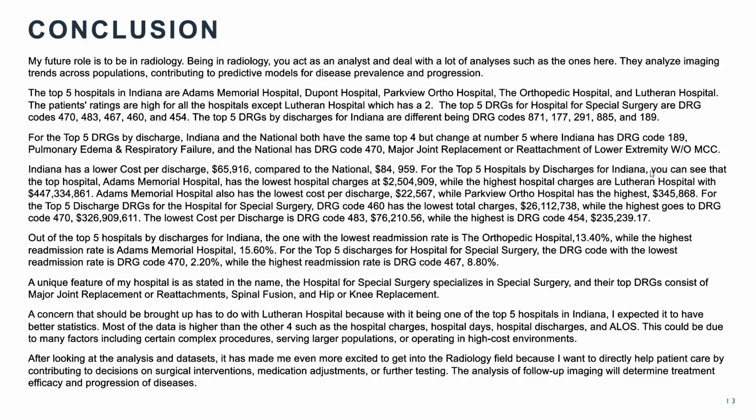Out of the top 5 hospitals by discharges for Indiana, the one with the lowest readmission rate is the Orthopedic Hospital, while the highest readmission rate is Adams Memorial Hospital. For the top 5 discharges for Hospital for Special Surgery, the DRG code with the lowest readmission rate is DRG code 470, while the highest readmission rate is DRG code 467.